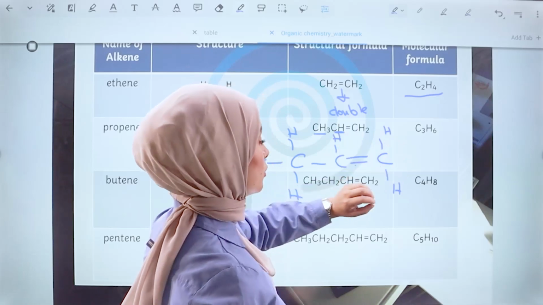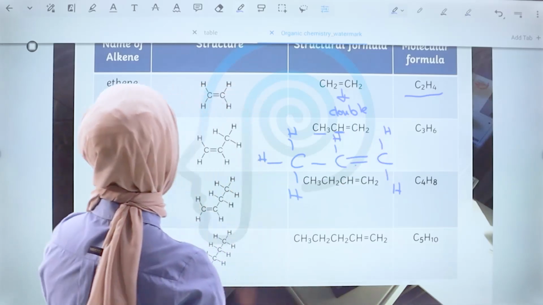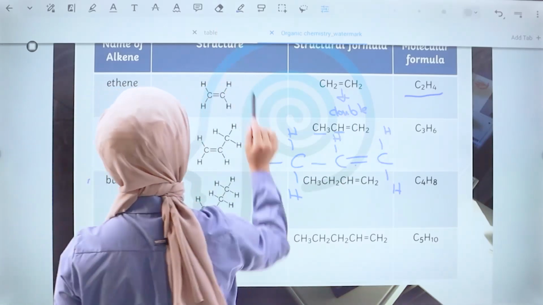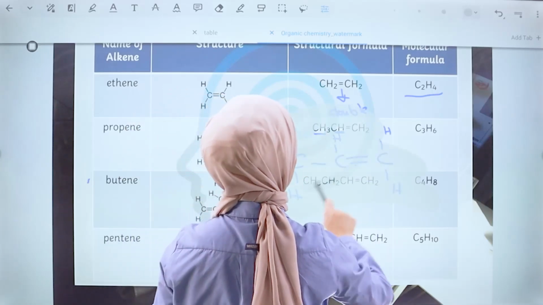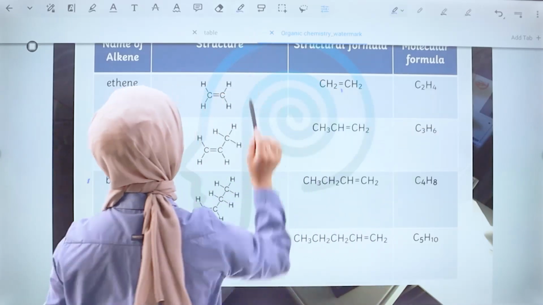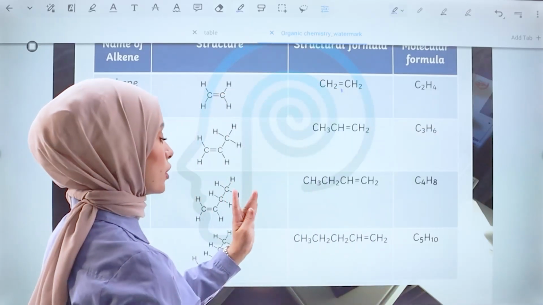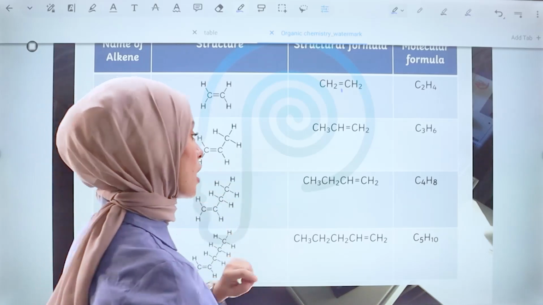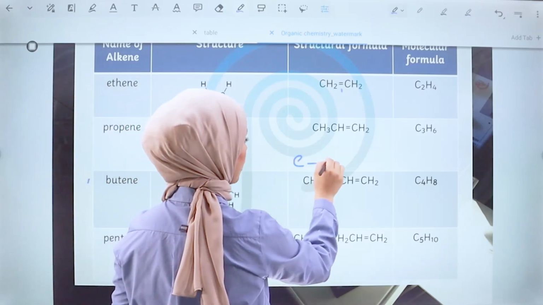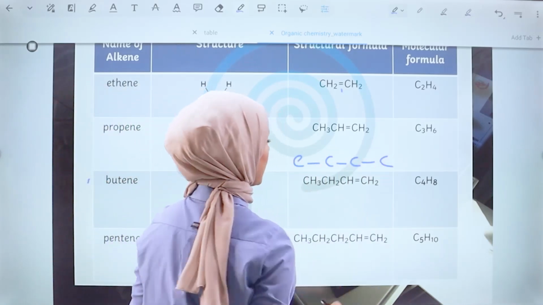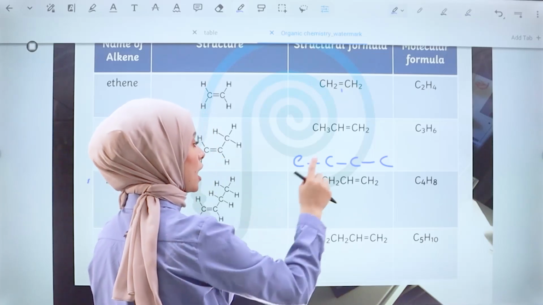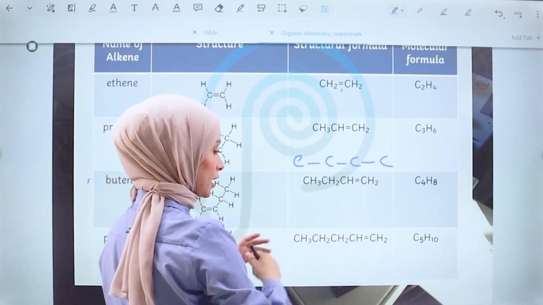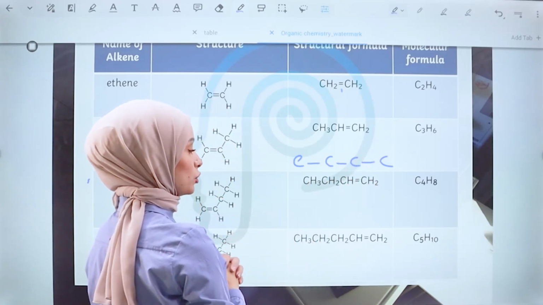Then we summarize it into C3H6. Let's take butene, for example. How do we draw the structural formula of a butene? Butene: but- means I have 4 carbons. So I will draw 1, 2, 3, 4. And then I'm going to put the double bond either here or here. They're going to be isomers.